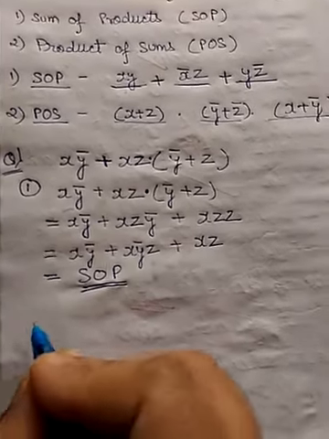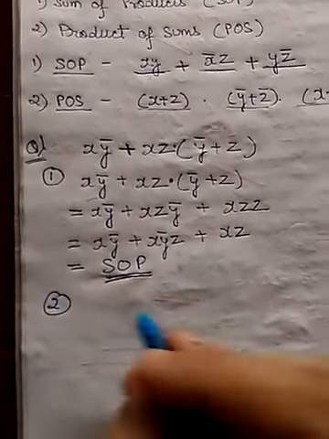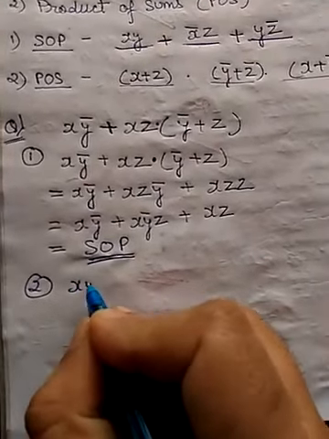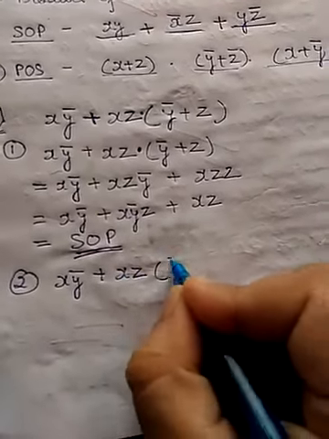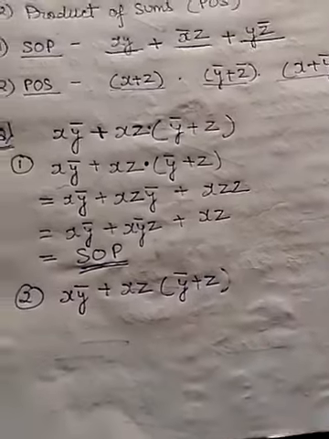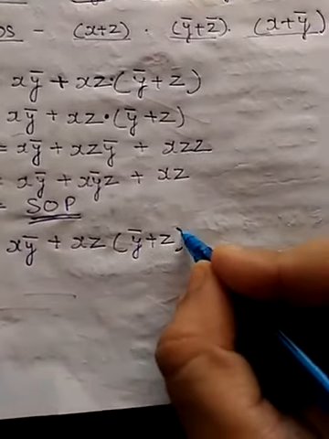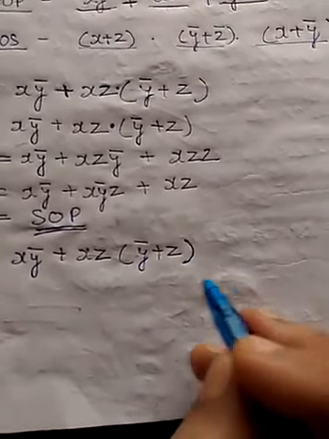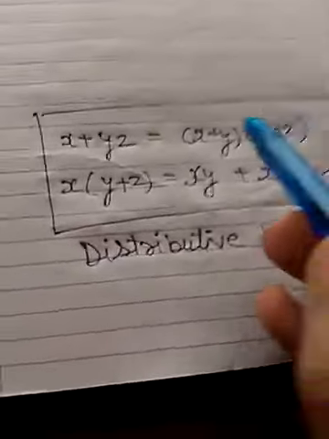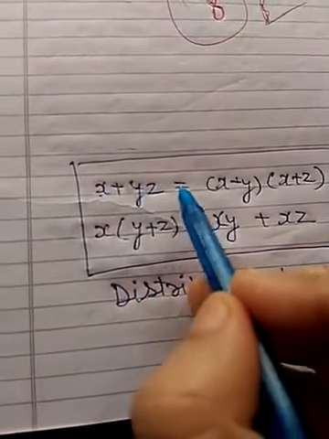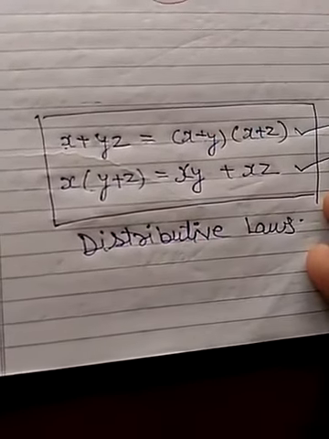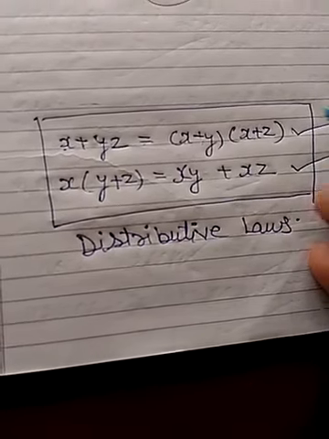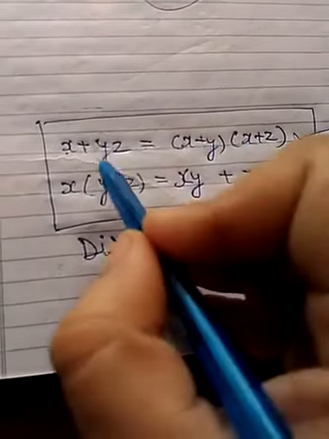Now I am converting the same function into the product of sum. The function is xy' + xz + y' + z. Now this is a function. I want to convert this function into product of sums. So here we are applying this distributive law, x + yz = (x + y)(x + z). So this is the distributive law which is required to be applied in this situation to get the term in product of sums. Look at very carefully.